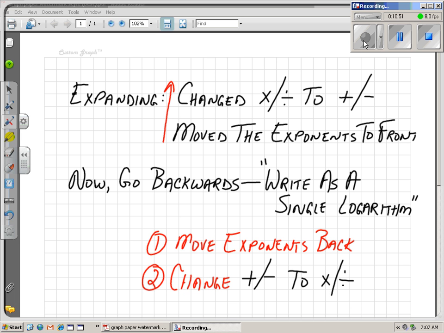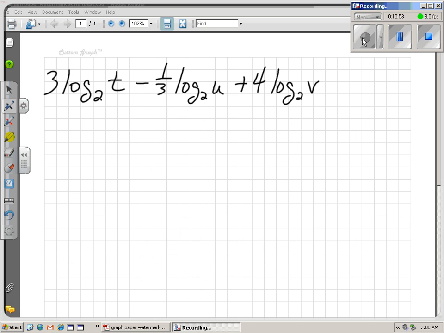Changing a bunch of logarithms into a single logarithm. All right, look at this one, for instance. 3 log base 2 of t minus 1/3 log base 2 of u plus 4 log base 2 of v. We have 3 logarithms there. We're going to combine them into a single logarithm.